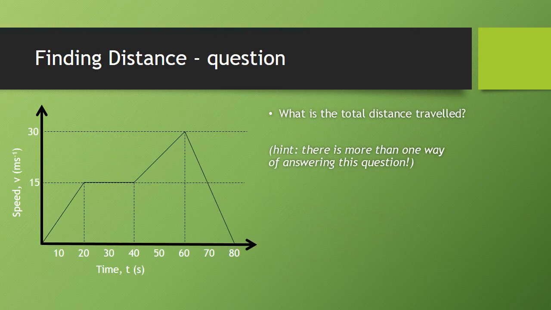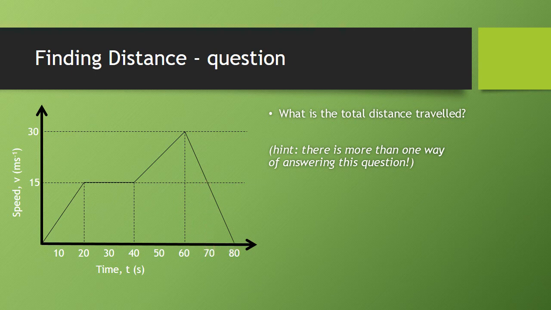Now I'm going to set you a bit of a challenge. Can you calculate the total distance travelled as shown on this graph? I'll give you a couple of clues. There's more than one way of answering this question, but if I look at it, I can see I have a triangle here, and I could calculate that area. I have a rectangle here, I have a rectangle here, a triangle up the top here, another triangle, and this part here could be considered as a rectangle and a little triangle on the end.